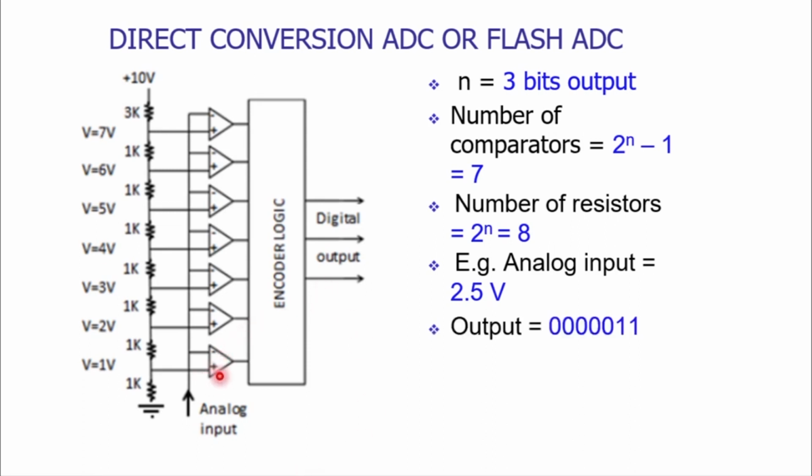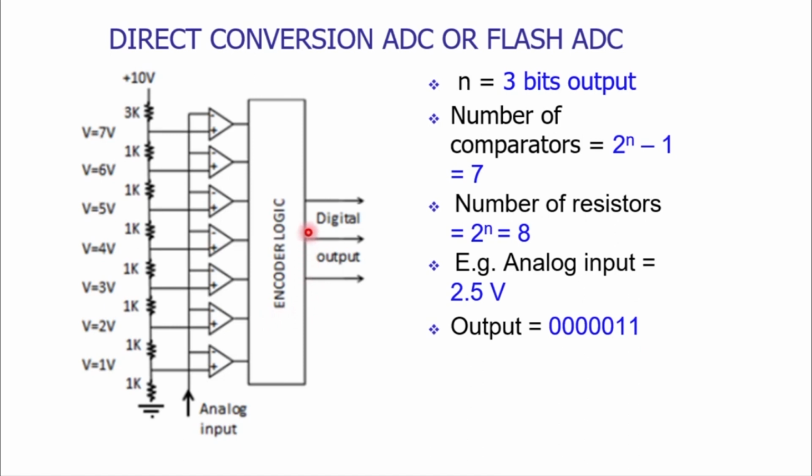So after giving the input to all the comparators, we are getting the output in this format: 0 0 0 0 0 1 1. This 1 belongs to comparator number 1, and the rest of the comparators are showing 0 output. Now if we apply the principle of the priority encoder, we are considering the effect of this location only. The effect of the first location will not be considered.